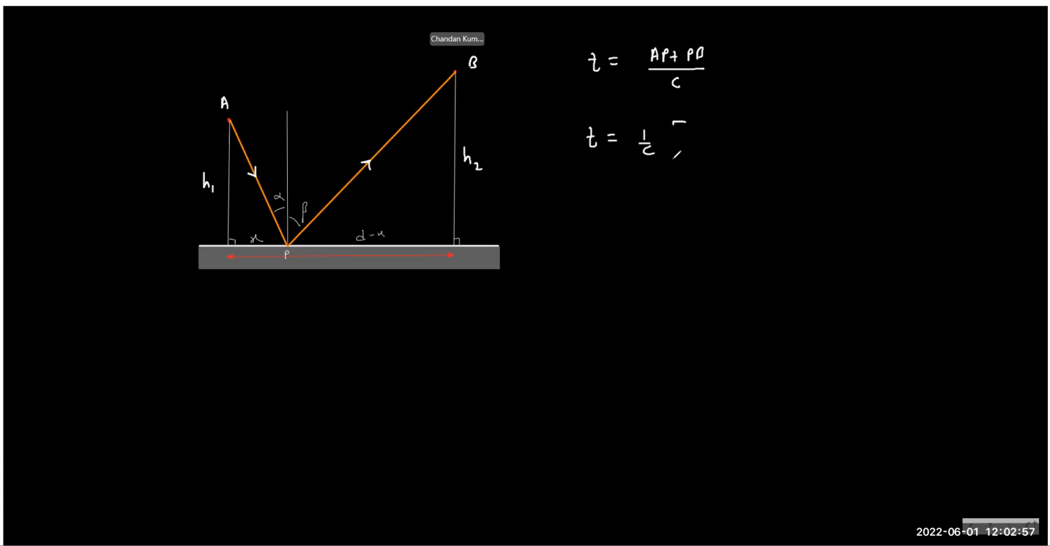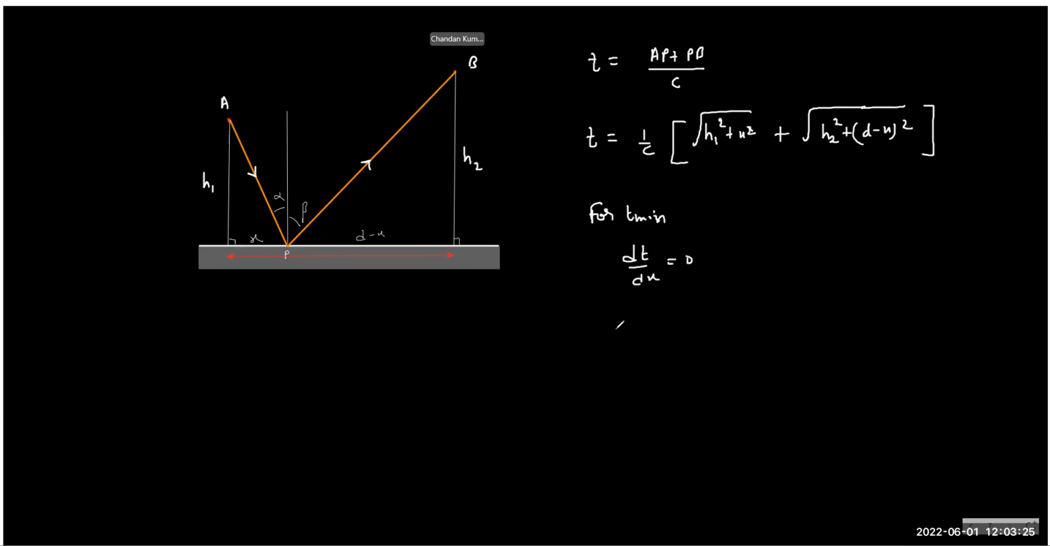1 by c into what is AP? Square root of h1 square plus x square. And what is PB? Square root of d minus x square plus h2 square. So you can clearly see that t is a function of x. So for t minimum, the first derivative must be 0 first of all. So c is constant, so c into t, dt by dx equals 0.